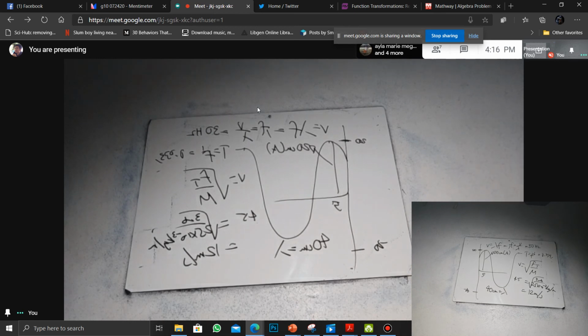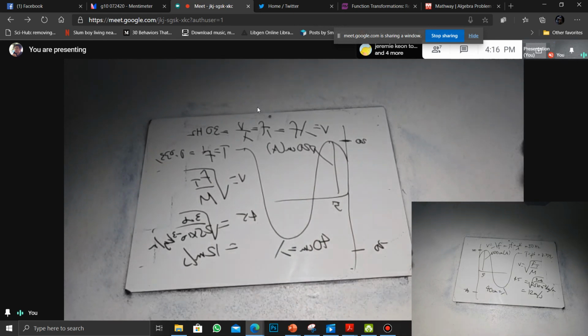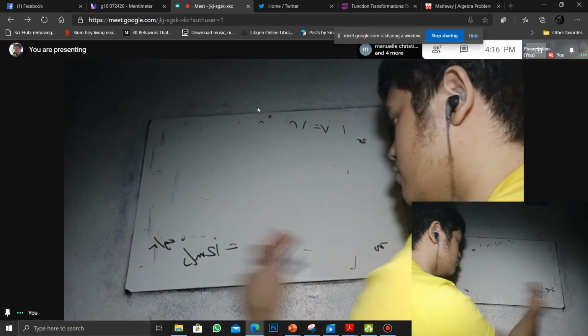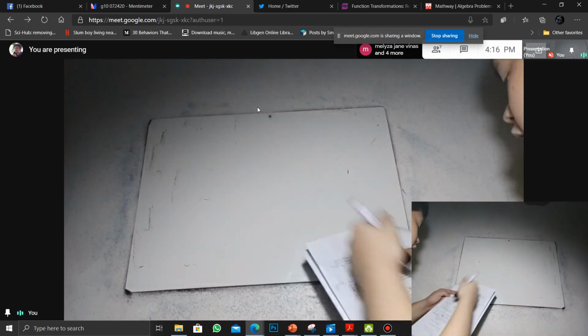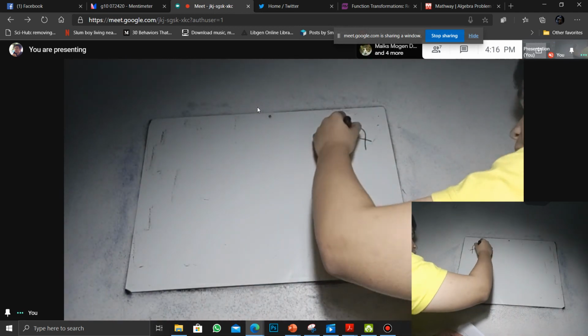Okay? Sige, last 3 items. Tapusin ko na to, no? Number 5, letter A. Number 5, letter A, two observers moving at the same direction. So, mag-add lang tayo, no? Add lang tayo.